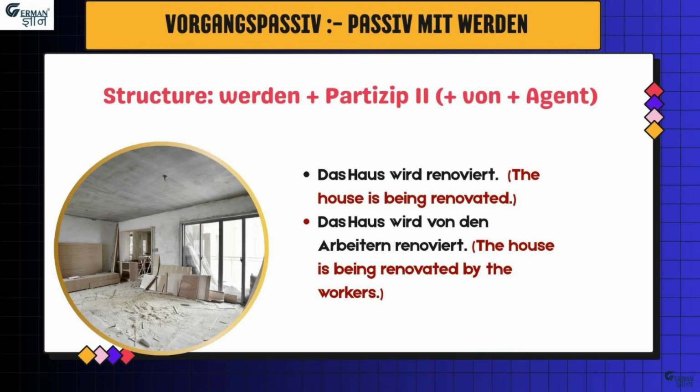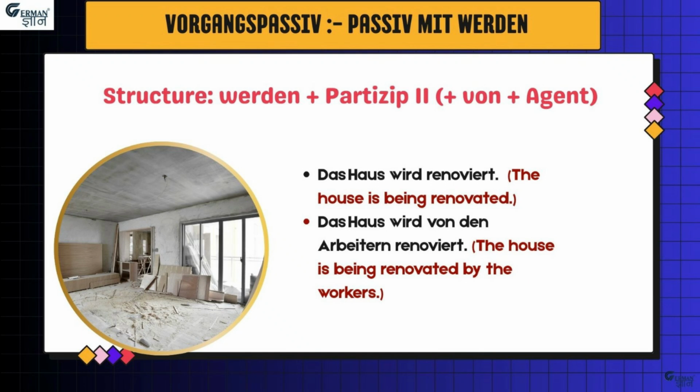Then passive mit werden, which is used to show Vorgangspassiv, and the structure is that first you write the subject, then the verb at the second place which is conjugated according to the subject, and then you write the Partizip zwei of the verb. And then if you want, you can also write who has done the work, otherwise you can just leave it. For example, das Haus wird renoviert means the house is being renovated.